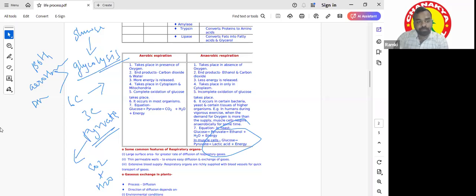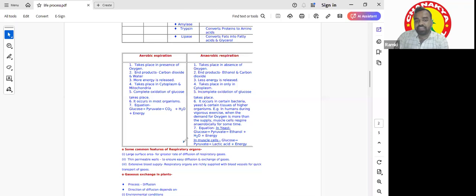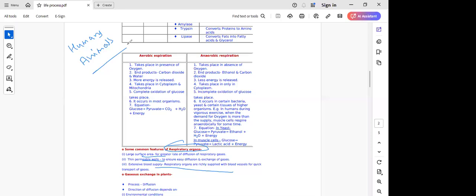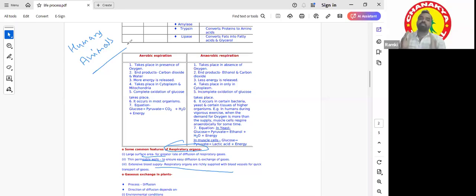there are some common features of respiratory organs given here. They have a large surface area and a permeable wall, which is connected with the blood supply. Why is the large surface area needed? To get maximum oxygen. Each and every organism has a different kind of organ for breathing. We are humans and animals. We are breathing through what kind of system, dear? Lungs. Animals, nose? No, we have lungs. Lungs are the primary organ for respiration, not the nose.